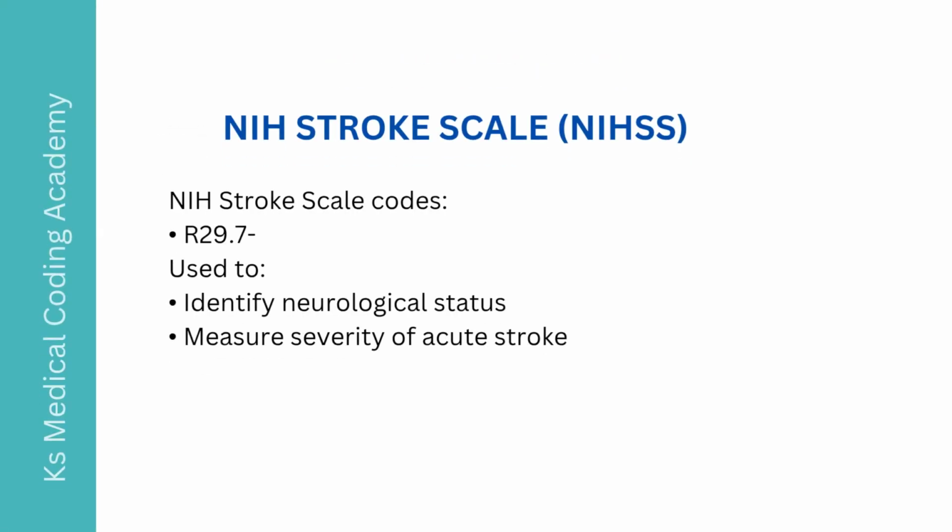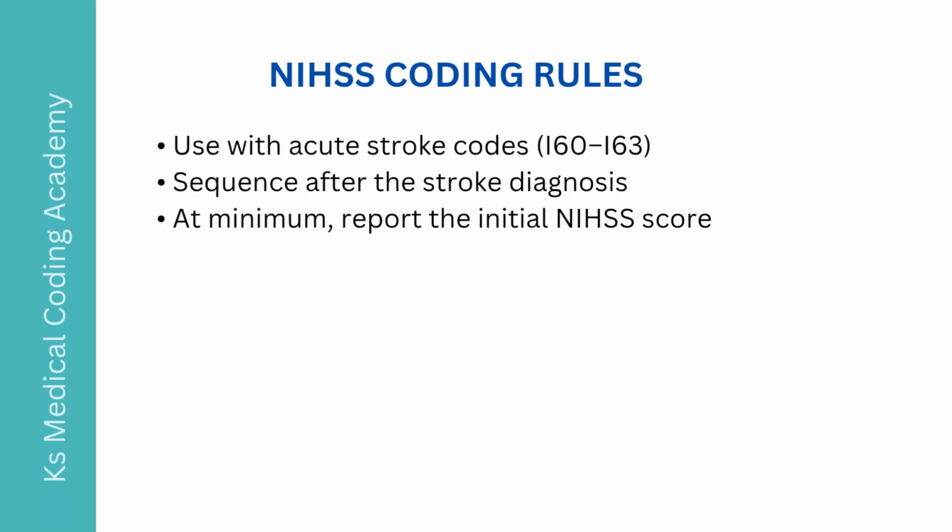NIH Stroke Scale, NIHSS. The NIH Stroke Scale codes, R29.7, are used to document neurological status and stroke severity in patients with acute stroke. NIHSS coding rules. NIH Stroke Scale codes are used in conjunction with acute stroke codes from categories I60 through I63. They are sequenced after the stroke diagnosis, and at minimum, the initial score should be reported.